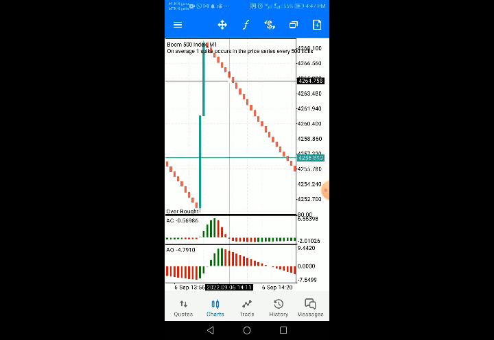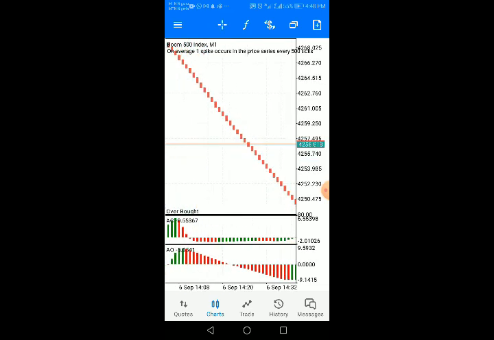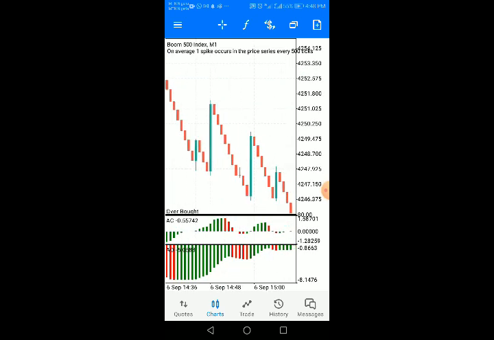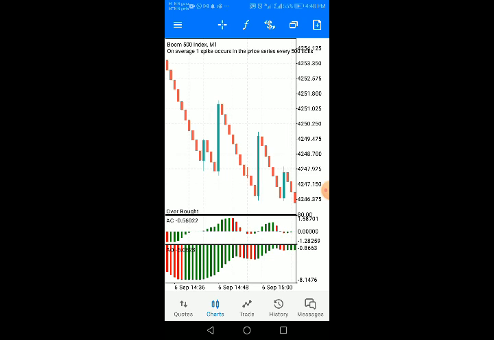So in boom and crash, you only use it to sell in boom. This is a boom market that we have right now, so you only use it to sell in boom, and in crash market you use it to buy. So use it to buy in crash, then use it to sell only on boom.